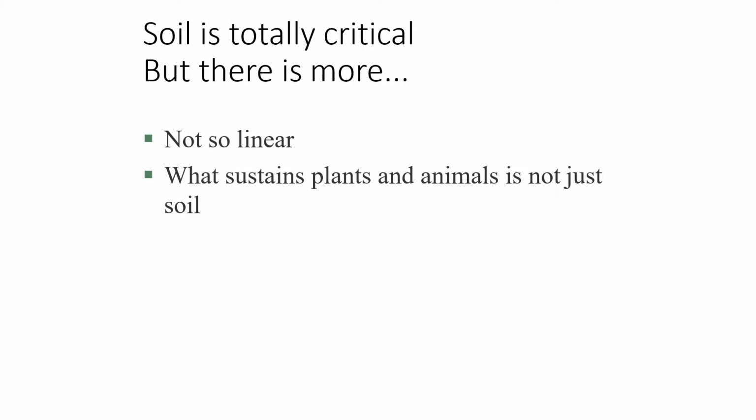In the last lecture of mine, I told you about the health of different animals, plants, and living beings which depend upon the soil health. But in this lecture, we will also see that the soil is totally critical. And there are some more things to learn about the soil. Sometimes the soil is not so linear, and sometimes it does not sustain plant and animal, and this sustainability of plant and animal is not just dependent upon the soil.